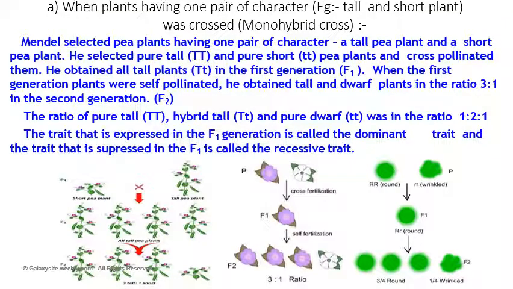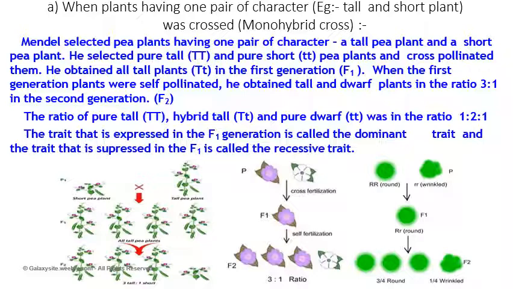Let us understand. When a plant having one pair of characters, for example tall and short plants, was crossed, that is a monohybrid cross. Mendel selected pea plants having one pair of characters, a tall pea plant and a short pea plant. He selected pure tall, that is capital T, capital T both, and pure short, that is both small t, pea plants, and cross-pollinated them. He obtained all tall, capital T, small t, in the first generation or first filial generation.